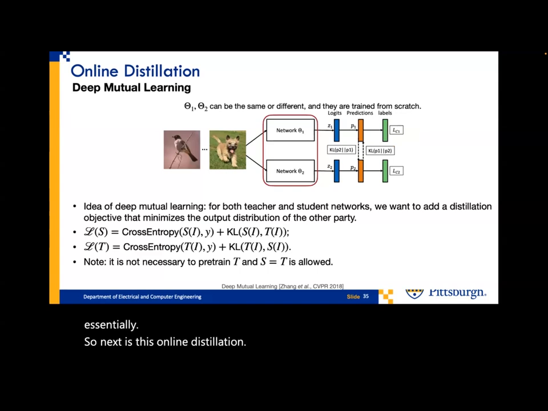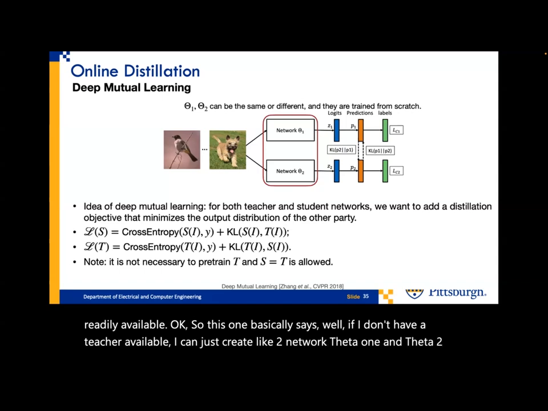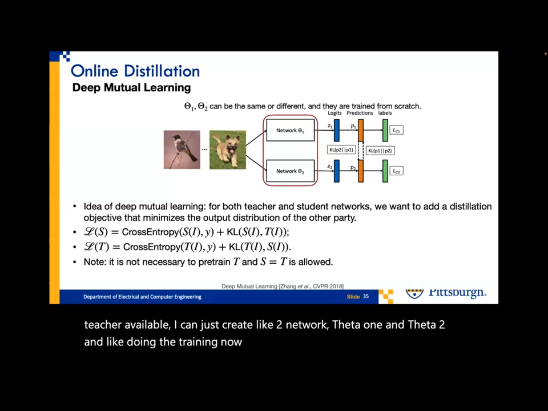So next is online distillation. The idea of this is that we don't have a teacher that's readily available. So this one basically says, if I don't have a teacher available, I can just create two networks, theta 1 and theta 2, during the training. Now, essentially, it's very similar to self-distillation, but here theta 1 and theta 2 can be the same or they can be different.